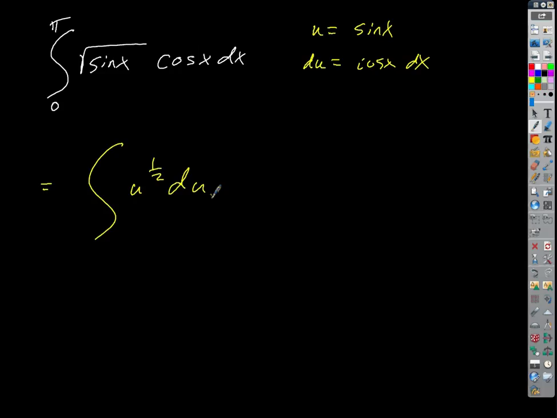So when x is 0, that's going to become u equals what? 0. Sine is 0, right? Okay, what about when x equals pi? What's u equal to? So this, we have an advantage here, don't we? So this is going from 0 to 0. What's the answer? 0. Yeah, I don't even have to do any calculus, do I?